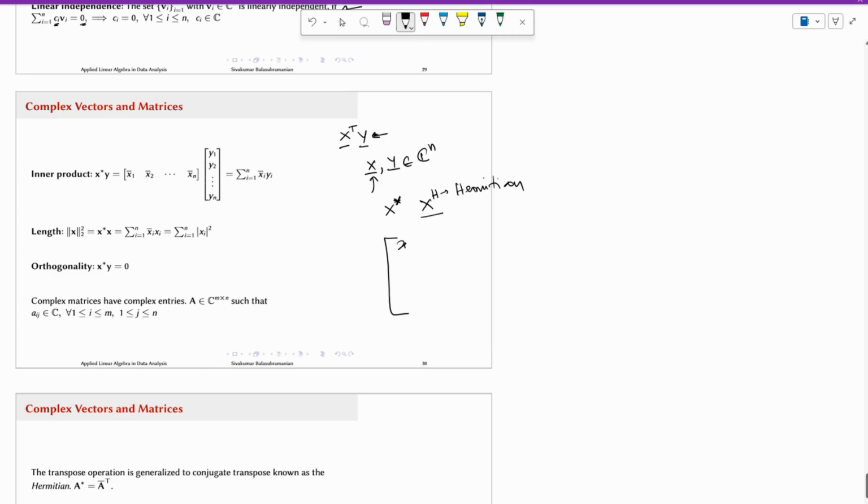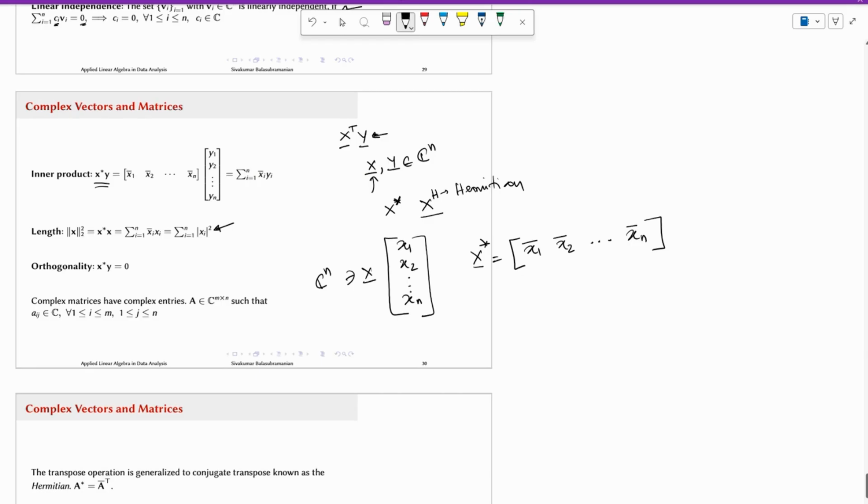So for example, if I have x1, x2, up to xn, this is x, and this belongs to Cn. x star would simply be you convert the column into a row. In addition to that, you also take the complex conjugates of each of the individual elements. That's the only difference. If x1 to xn were real numbers, the complex conjugation does nothing because the imaginary part is 0. So this is in fact a more general definition, which applies for both real and complex elements. So that's the only difference in terms of the inner product.